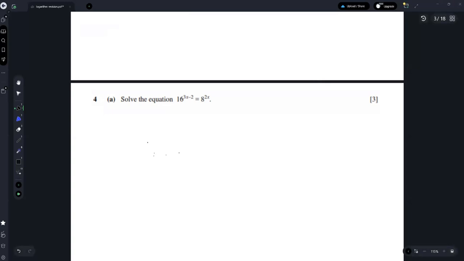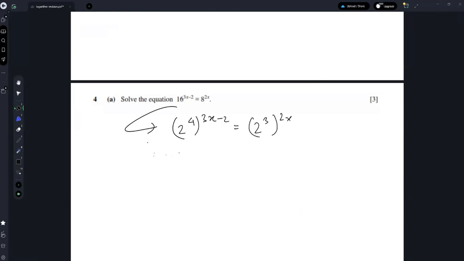So in this case, we have to use the understanding of the cubes and squares. So we need to have the knowledge of, at least if it is non-calculator, things like squares of at least the first 15 numbers and the cubes of at least the first 5 numbers and 10. All right. So let me show you how this works. This thing can be written as 2 to the power 4 whole to the power 3x minus 2. And here we have 2 cube whole to the power 2x.